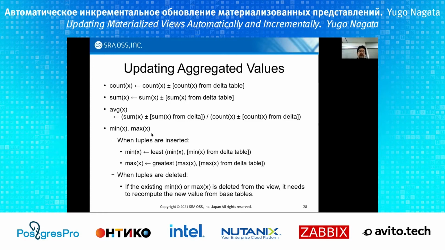For min or max aggregate, when tuples are inserted, for min, the lesser value between the current min and the min calculated from the delta is used. This is similar for max. And when tuples are deleted from the view, if the existing min or max in the view is deleted from the view, it needs to recompute the new value from the base table. So in this case, it takes a little more time than other cases.